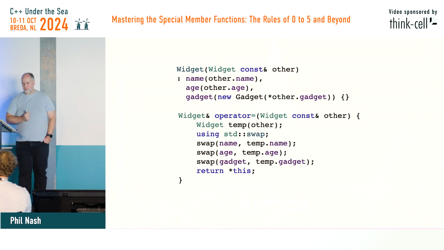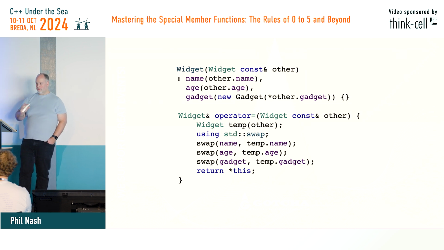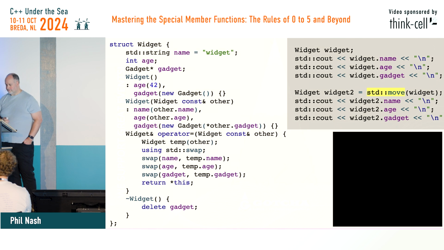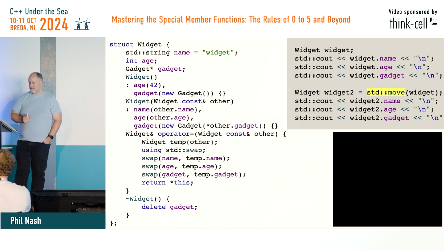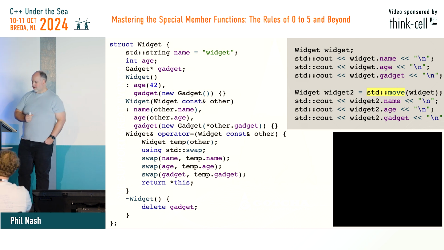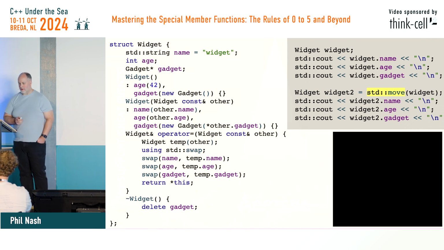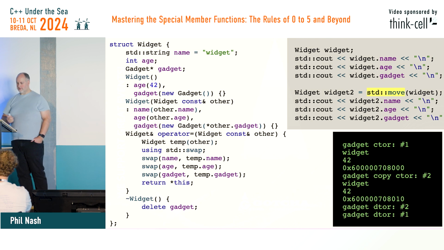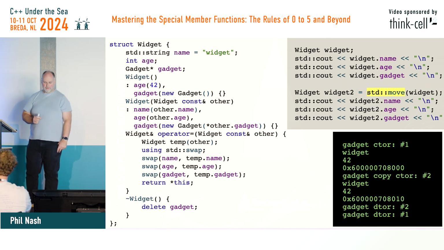Okay, I think we're ready to move on from this. We're done with the rule of three for the moment. Let's see what happens if we introduce a std::move. So we apply std::move to our widget, and that now invokes a move constructor. So what happens when we do this? We haven't made any changes to the code, and it seems to work.